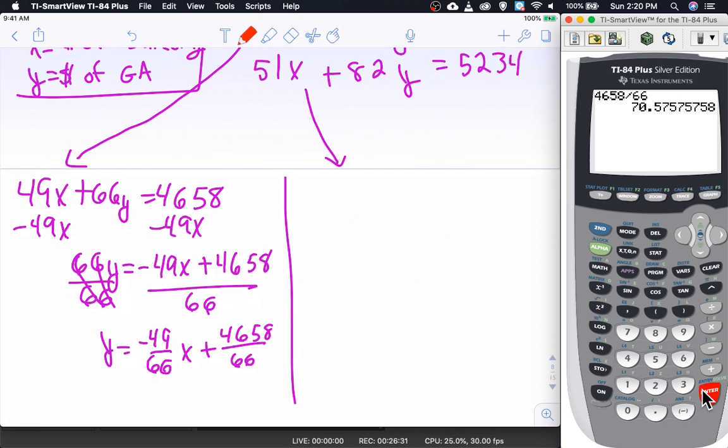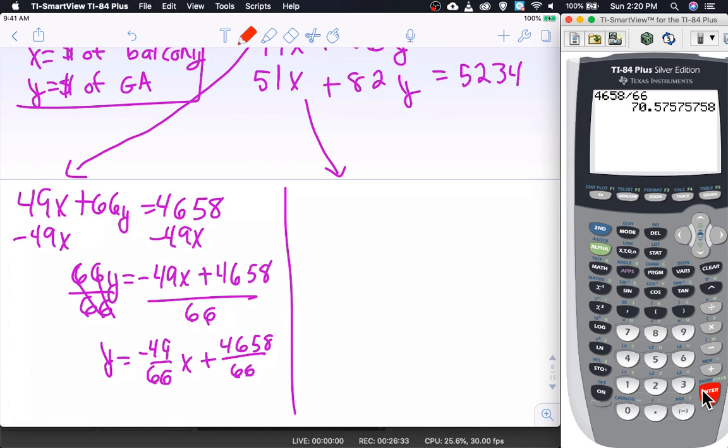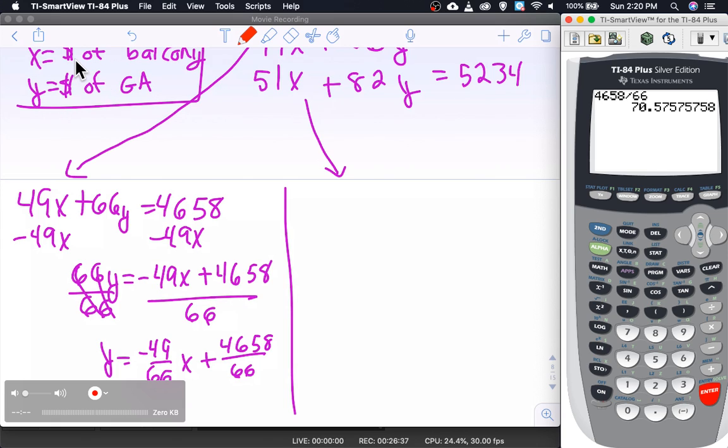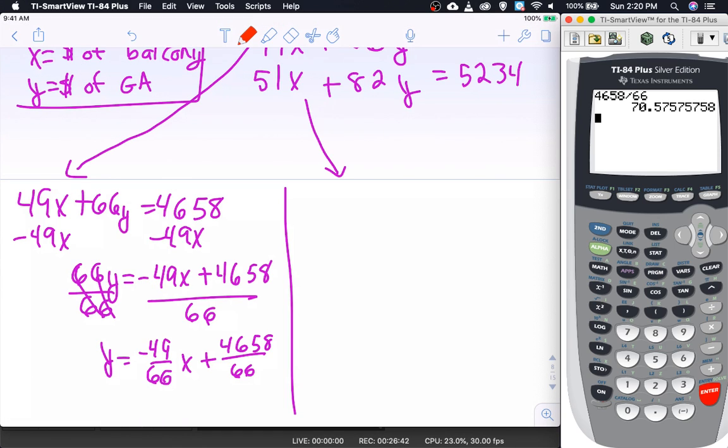Who knows? This may all backfire on me and I get answers that are terribly, terribly ugly, but I don't think so because our solution here is going to be a cost. There's no way the cost is going to be some weird, ugly number. It's got to be a nice, pretty money number. So I'm fairly confident this will work out.